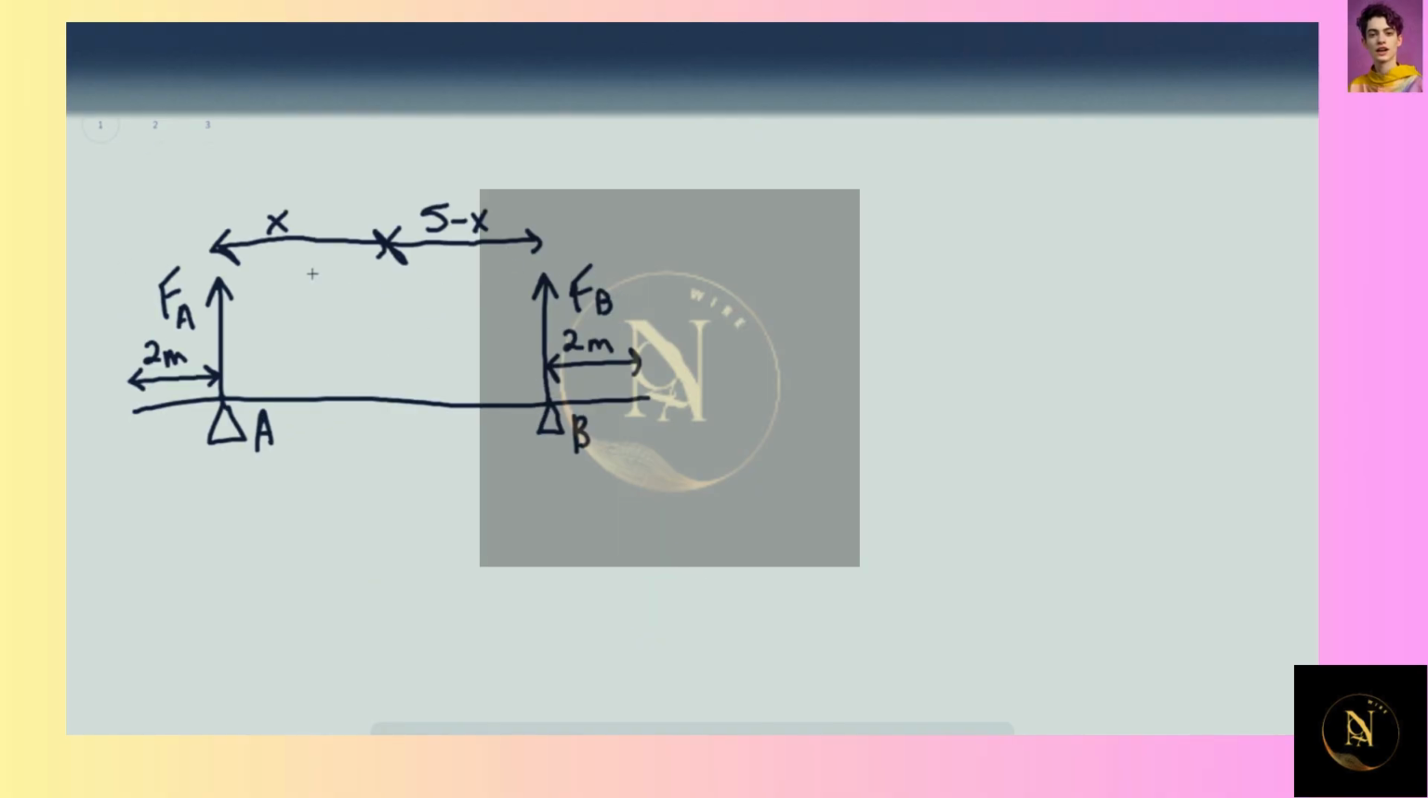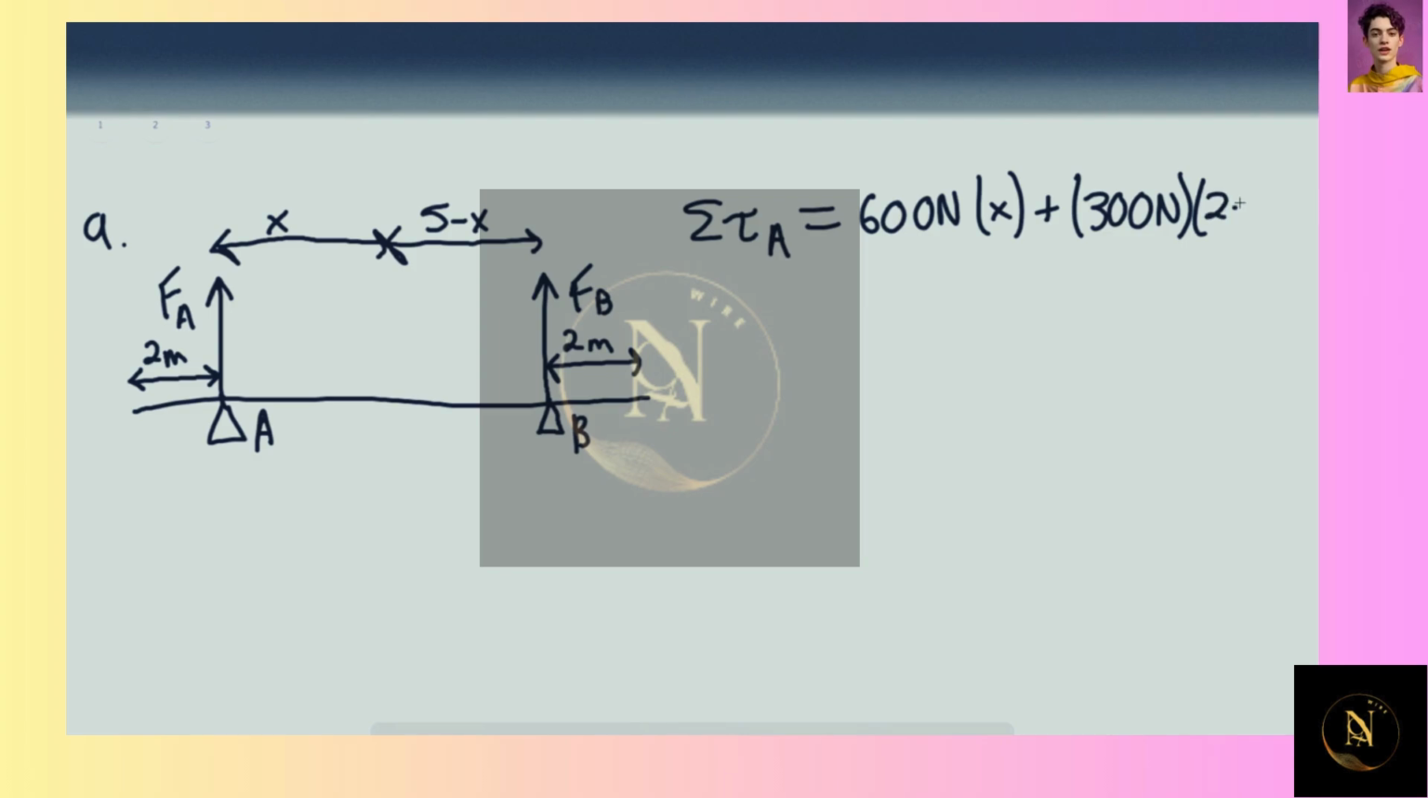So we have the free body diagram for part A here, and they're asking us to find the force with respect to x. So we can say that the sum of the torques from point A would be equal to 600 newtons times x plus 300 newtons times 2.5 meters.